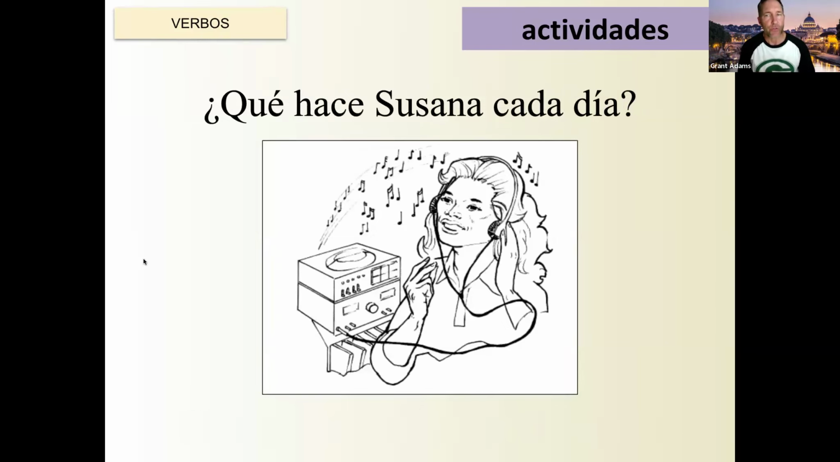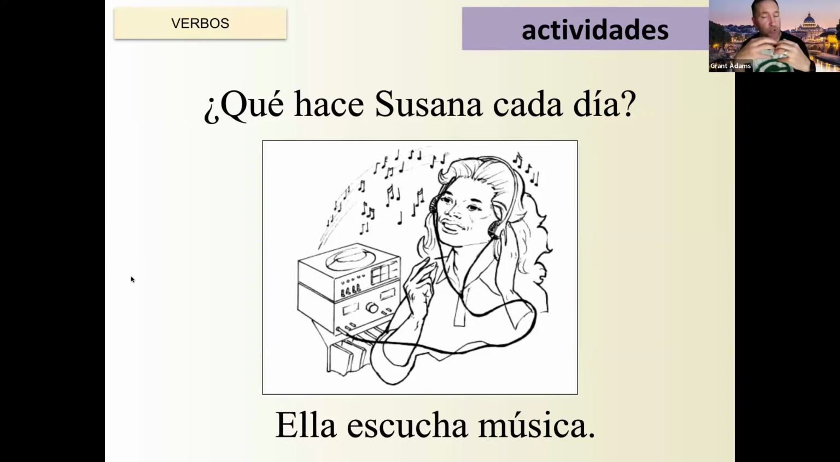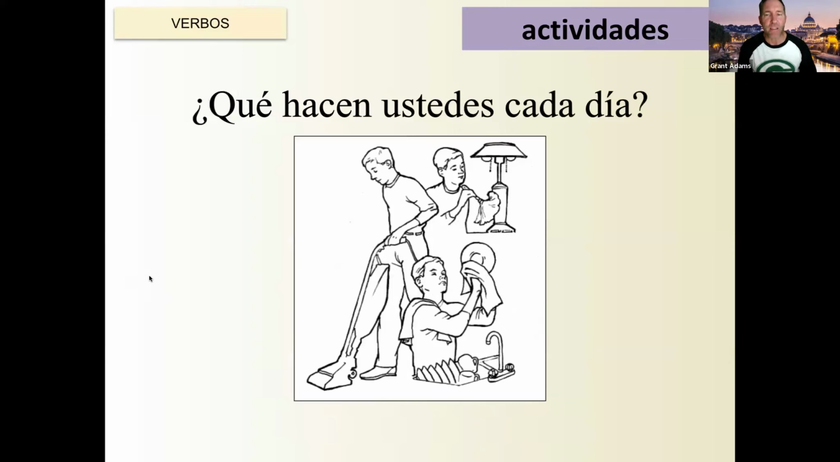Perfecto. ¿Qué hace Susana cada día? ¿Cómo se dice to listen to music? Escuchar música. ¿Qué hace Susana cada día? Ok, ella. Muy bien, escucha, muy bien. Now, I see somebody putting la música, fine. Typically, it's without the la, but you can use la. Escucho la música, escucha la música, or escucha música in general. Okay, perfecto. ¿Qué hacen ustedes cada día?